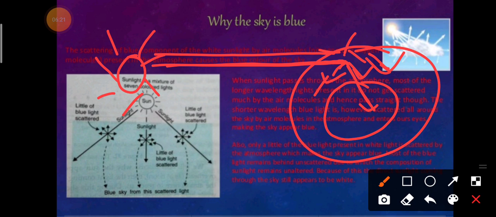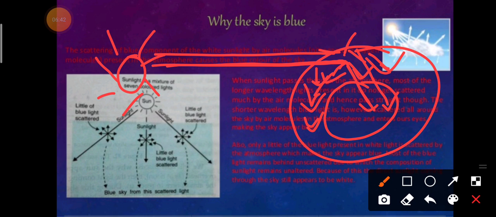Red is also going through refraction. So every light is bending but not scattering. That means they are not going here and there. Red light, after refraction, comes directly to the earth's surface. But blue, indigo, violet, these lower wavelength lights, are scattering in the atmosphere. That means they are present in the atmosphere.